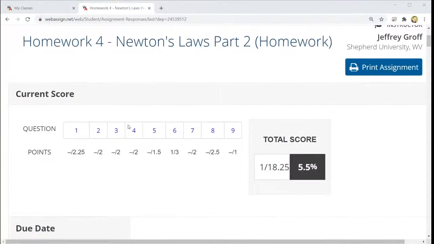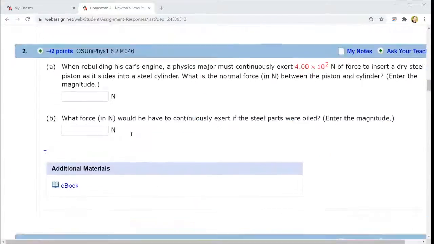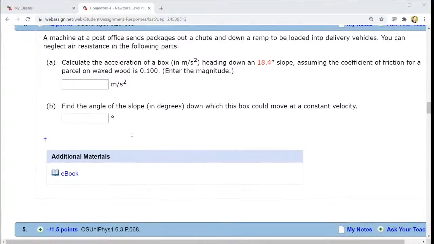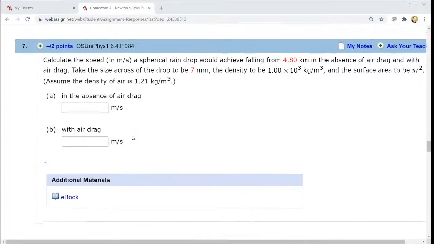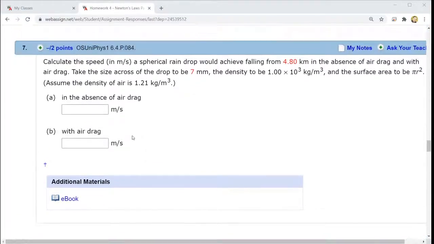Did you see? It's due Friday now. All right. Here it is.